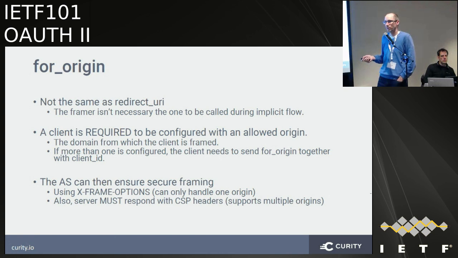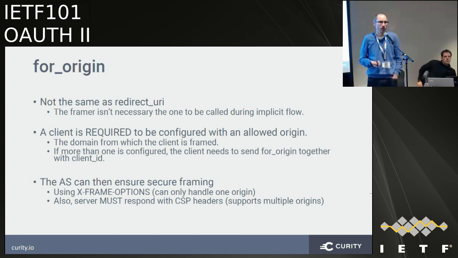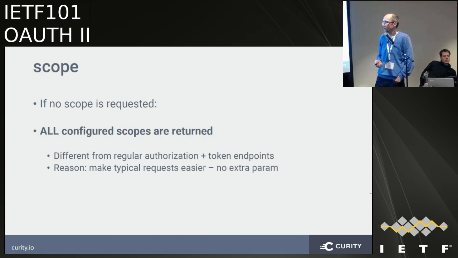CSP allows for multiple origins. So in that case, even if you have configured multiple allowed framers, you could specify them all in the Content Security Policy response header. But if you want to support X-Frame-Options, then you'll need to specify that in for origin. This is also different from normal OAuth. If you don't request any scopes, you get all configured scopes. So this simplifies the developer's life, so they don't have to say, here's all of the scopes that I want. They just get the ones that are configured for the client. And if they want to reduce what's actually configured or change what's configured, they could include it in the request. But if they don't include any scopes, they get all of the ones that are configured. If there aren't any, of course, you get the default scope.